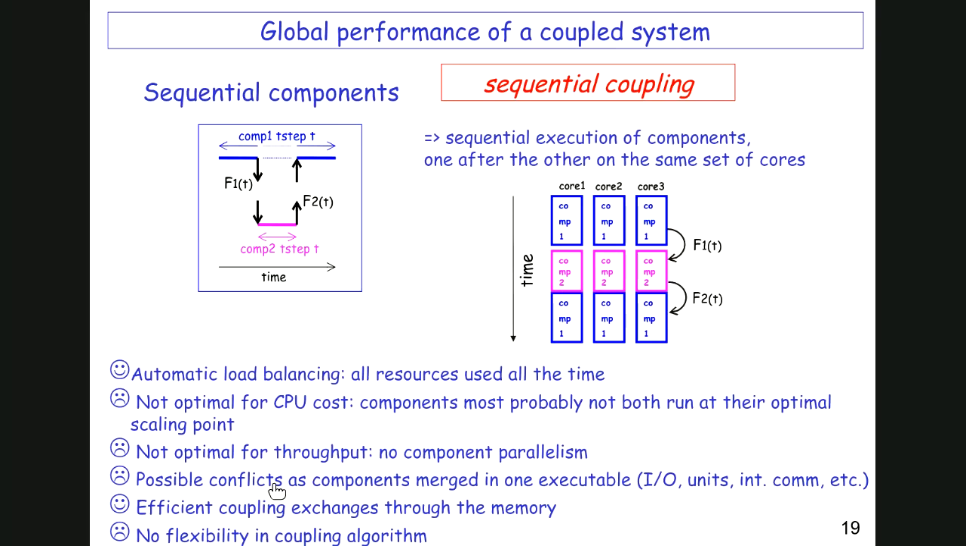One disadvantage of this configuration is that you have no flexibility in the coupling algorithm. It's really running one, producing the coupling fields, running the other, and producing the coupling fields again. You have no flexibility in that. So that's for sequential coupling. So you see that you have advantages and disadvantages, and it really depends on what you're modeling whether you will choose this or not.